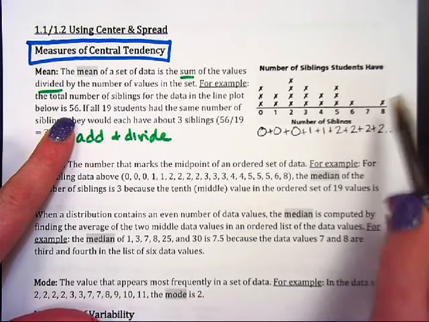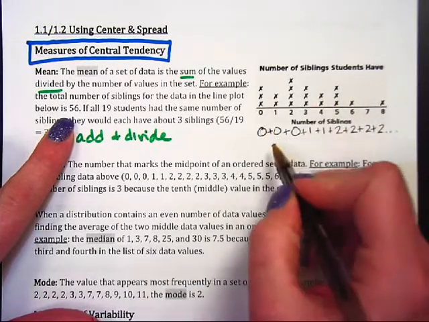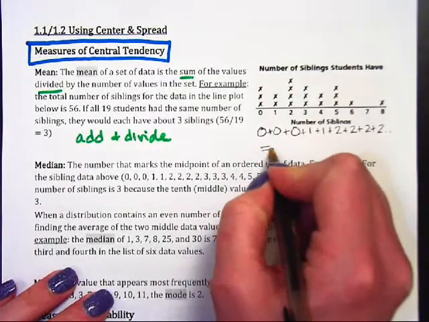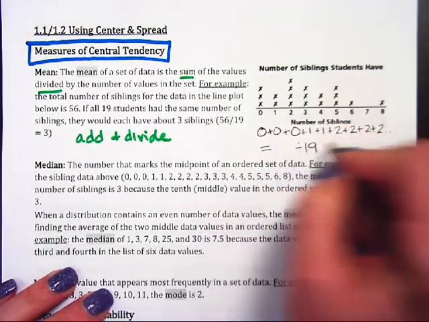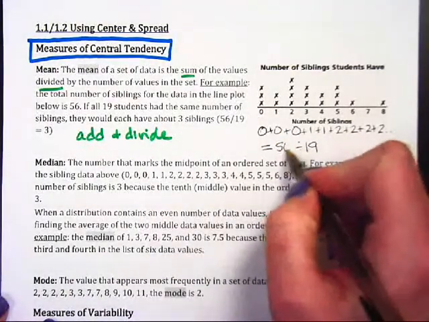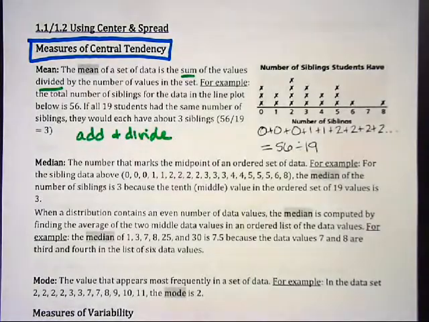Then they went back and counted up and found that there were 19 people that did their survey. So after they add them, make sure you hit enter and then divide by 19. So they added all those up, they found the total to be 56, and then they divided by 19 people.